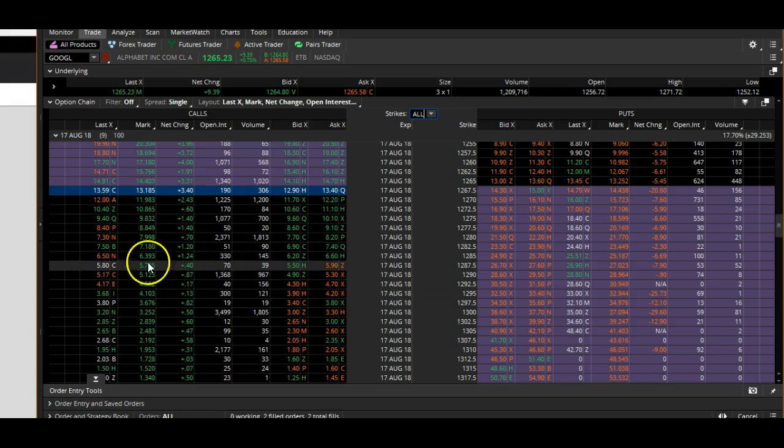Okay, so let's look at this one. And as you've noticed here we have the last, it says last X. So this is the amount the last person who bought these particular options paid. So $7.30 was paid per share for the call option 1280, expiring on the 17th of August. Let's go further down.